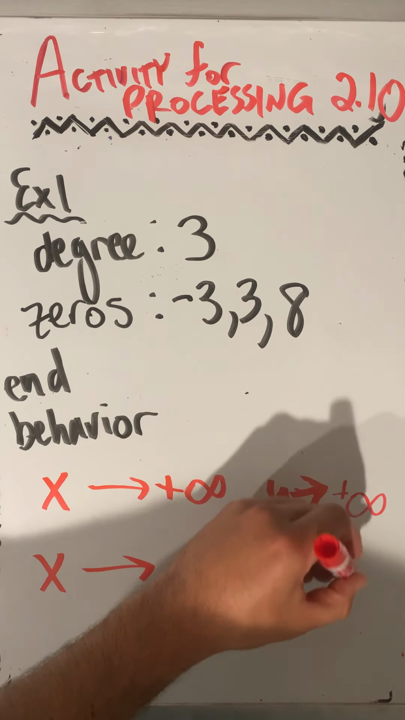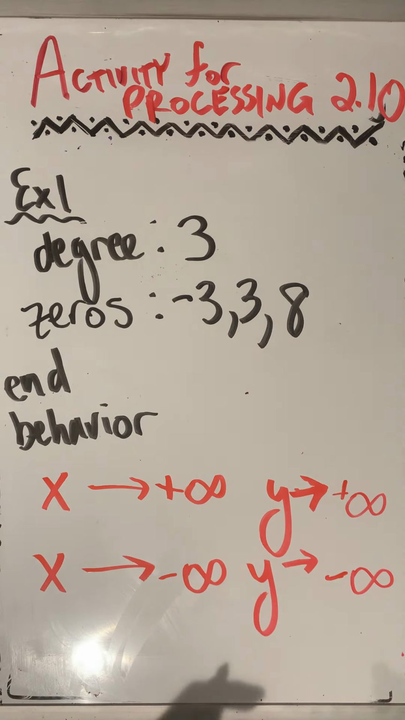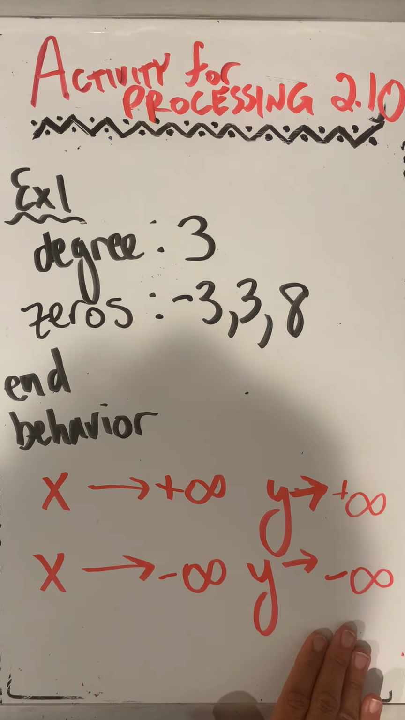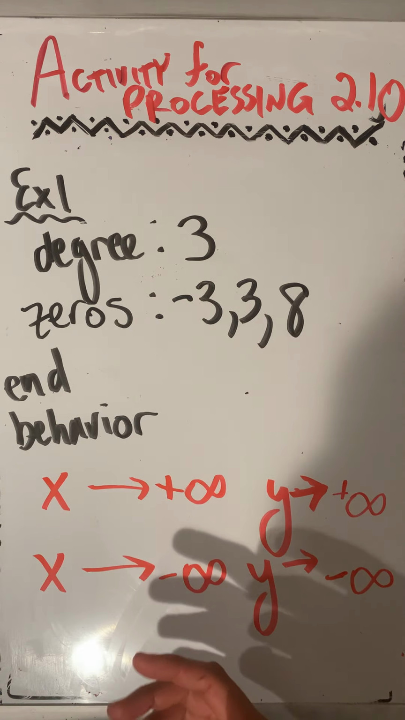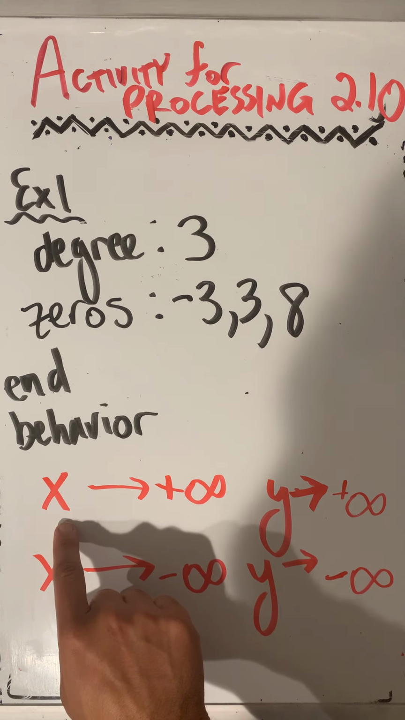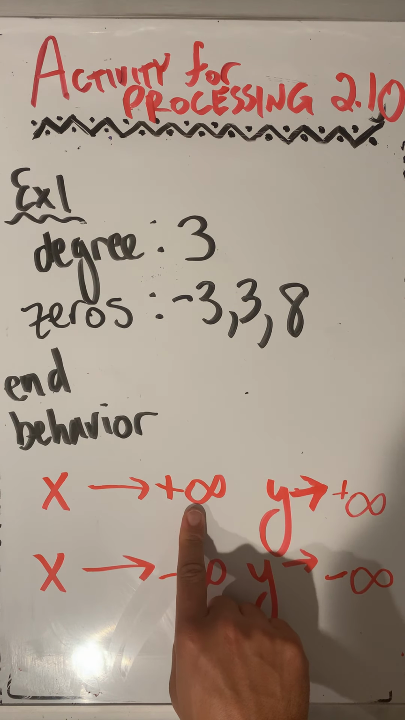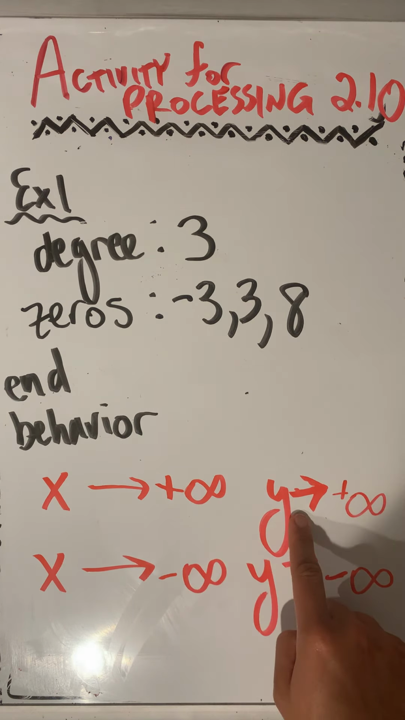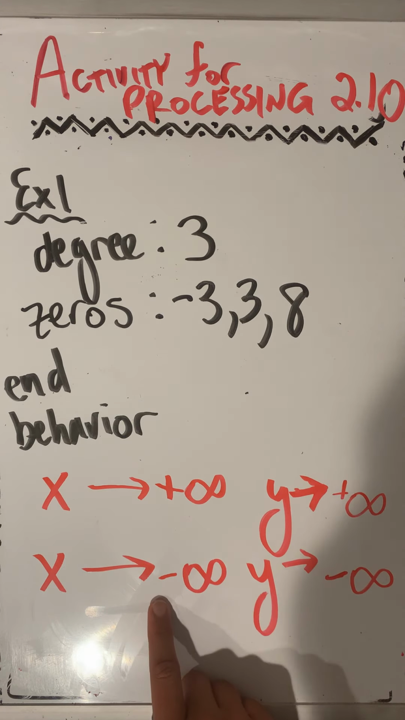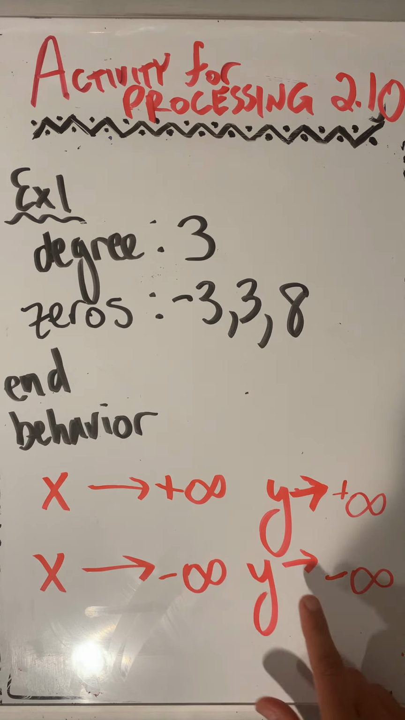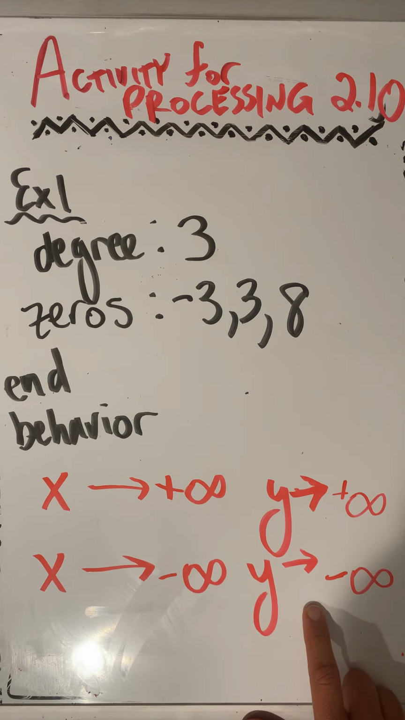Well, let's make this one positive, this one negative. It'll keep things spicy here. Okay, so this is the end behavior of our graph. Let me read it out to you because the book's going to say it like this. As x gets larger and larger in the positive direction, y gets larger and larger in the positive direction. As x gets larger and larger in the negative direction, y will get larger and larger in the negative direction.